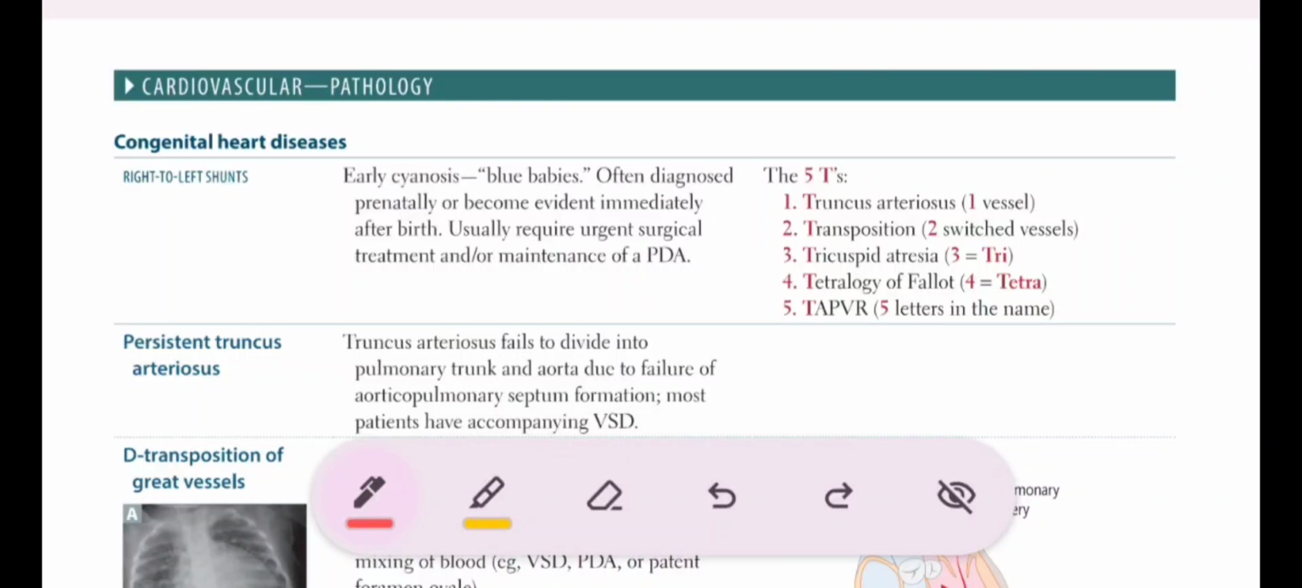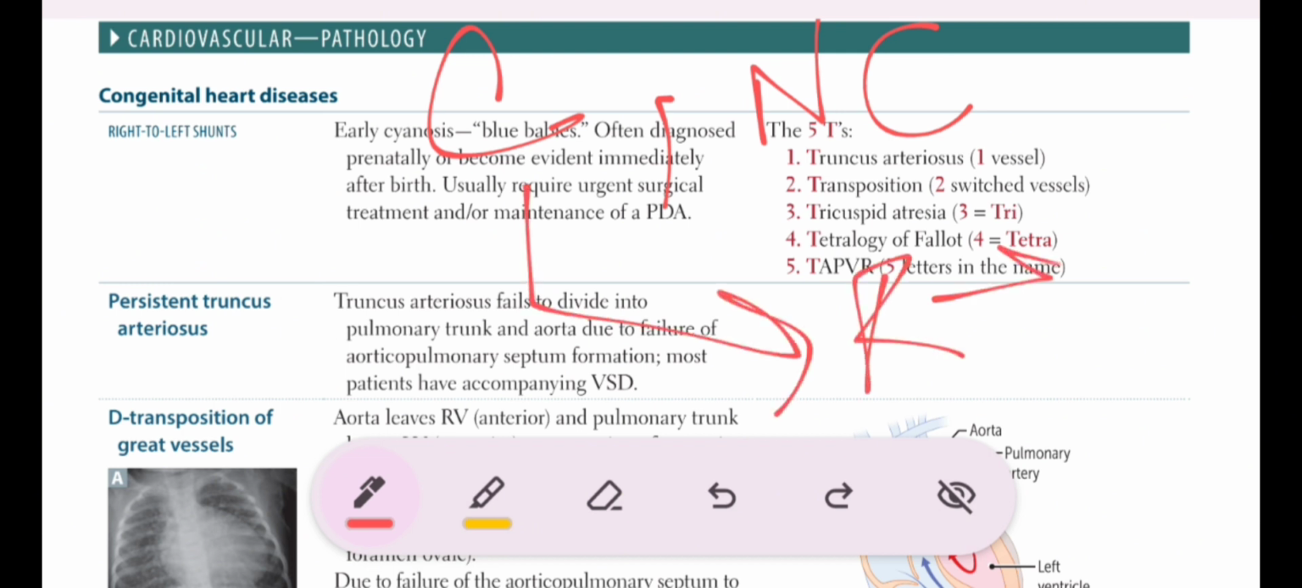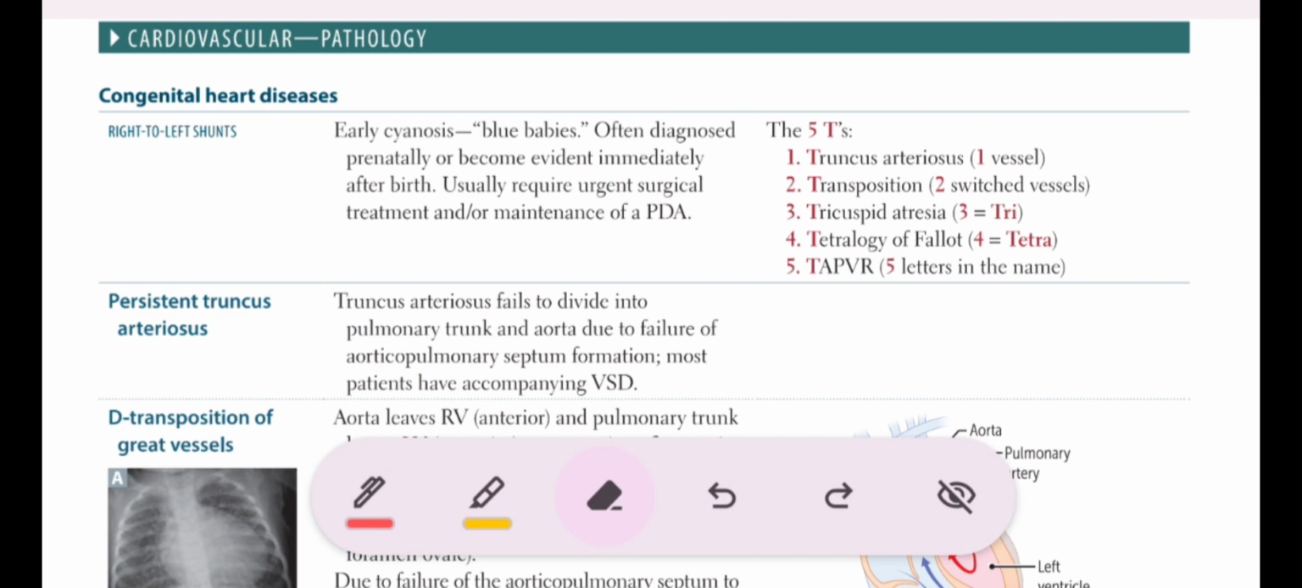So today we are going to start our pathology section. So today we are going to study congenital heart diseases. Congenital heart diseases are of two types, those known as cyanotic and those known as non-cyanotic. The ones that are cyanotic are basically due to right to left shunt, and those that are non-cyanotic are basically due to left to right shunt. So that's an important distinguishing factor that you need to remember.